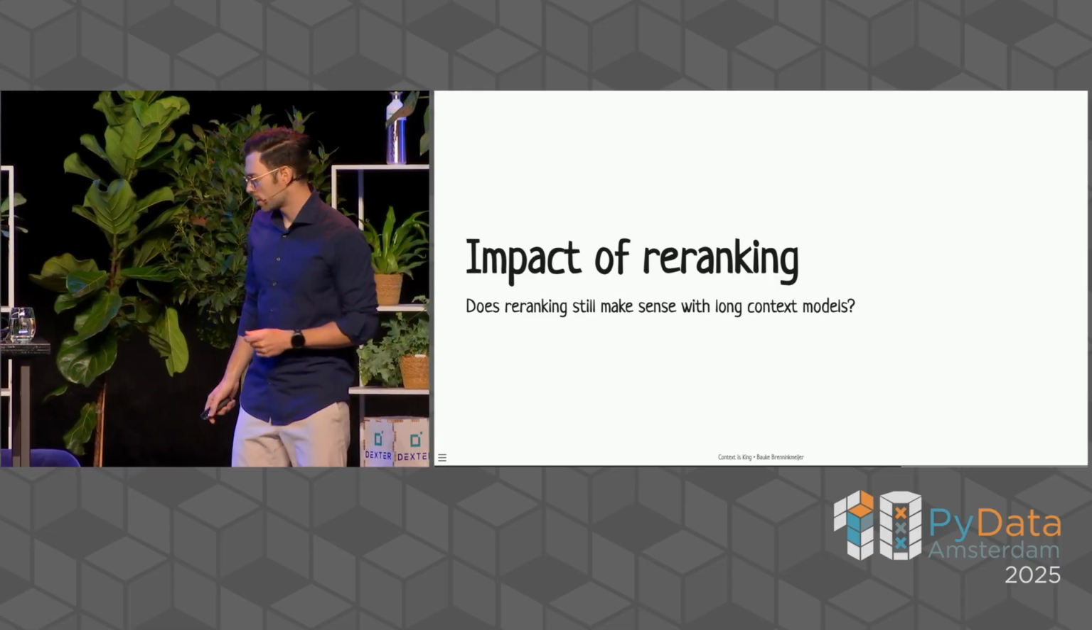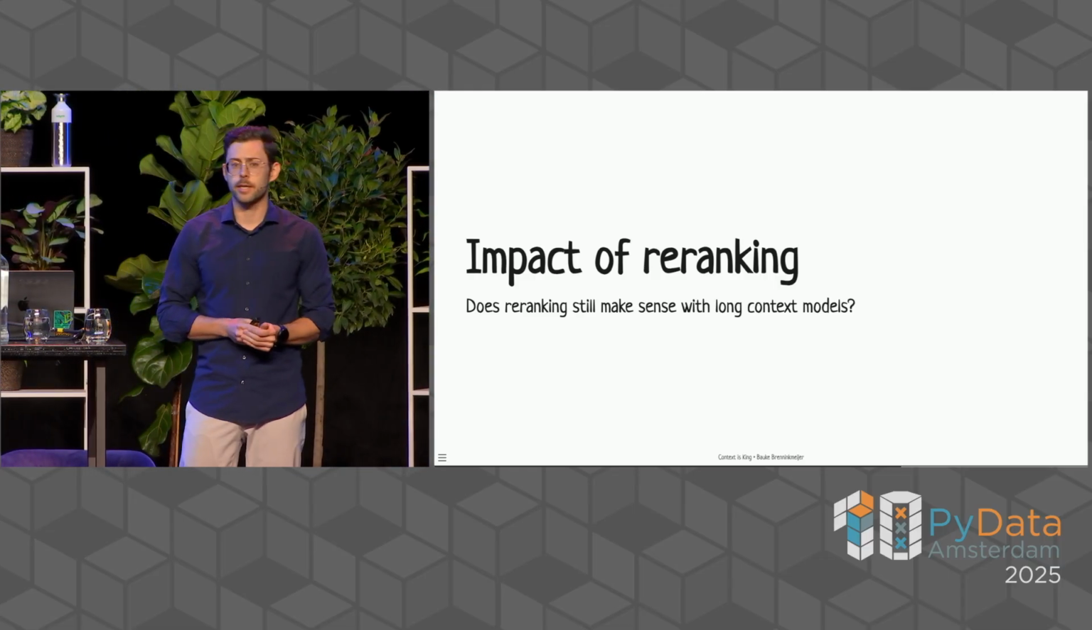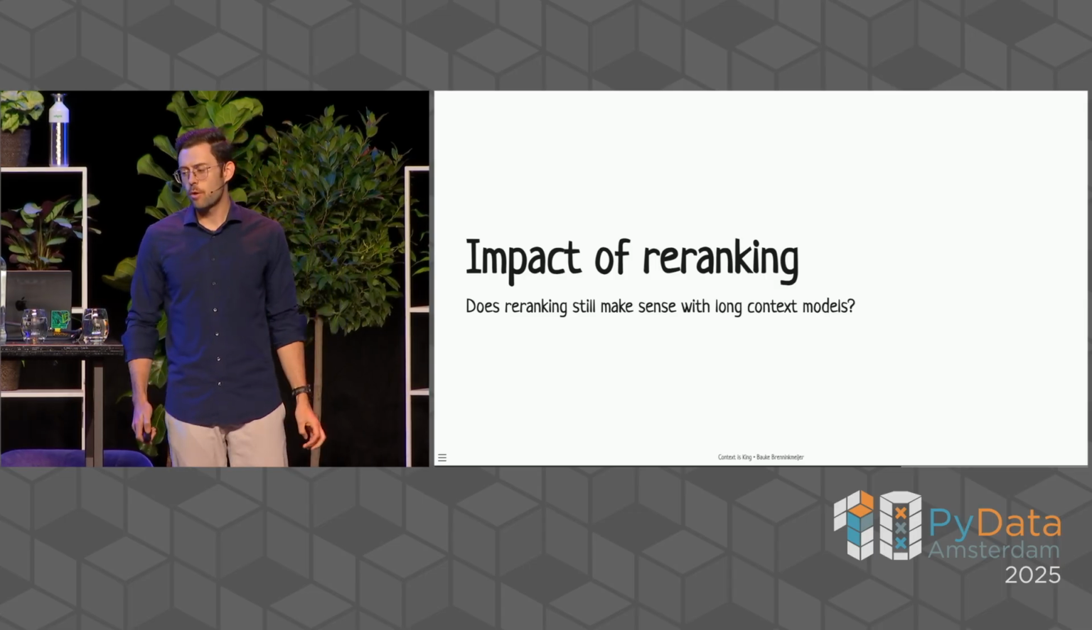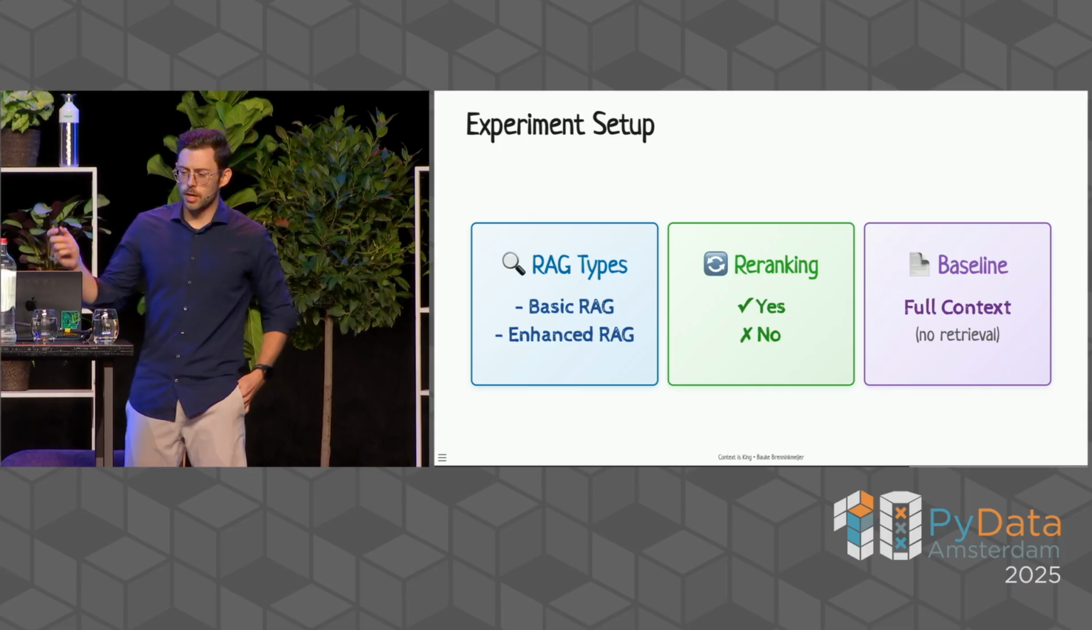And this is the last section. This is again something that I looked at, which is the impact of re-ranking, and whether re-ranking still makes sense with long context models. So the experiment setup was as follows.